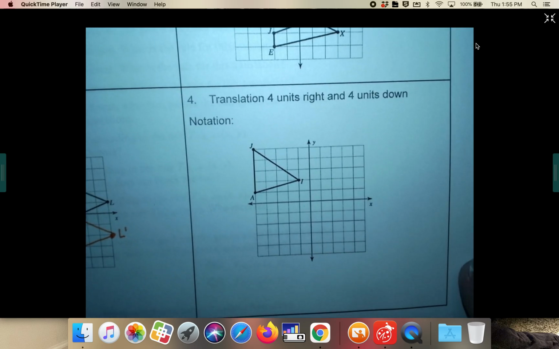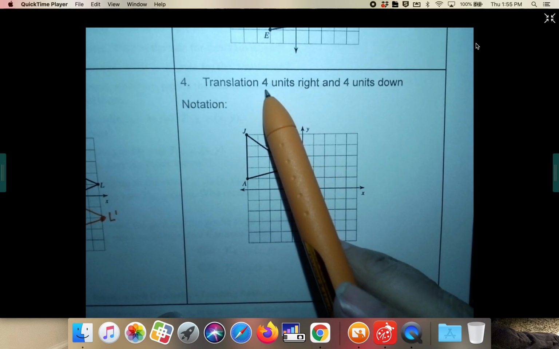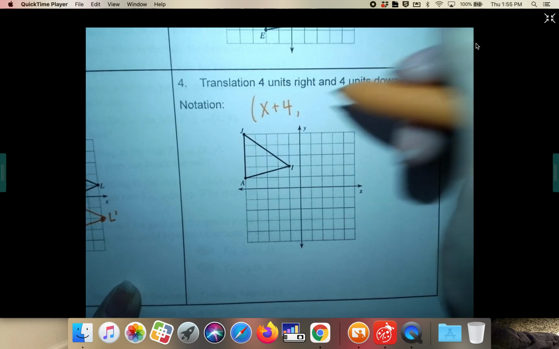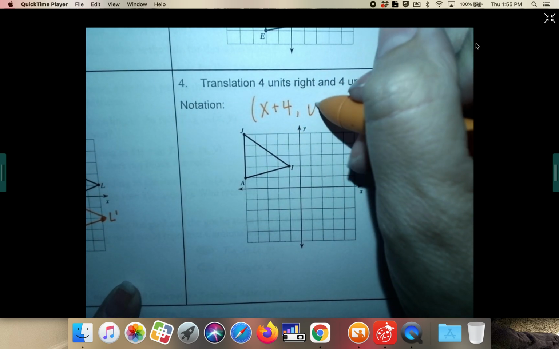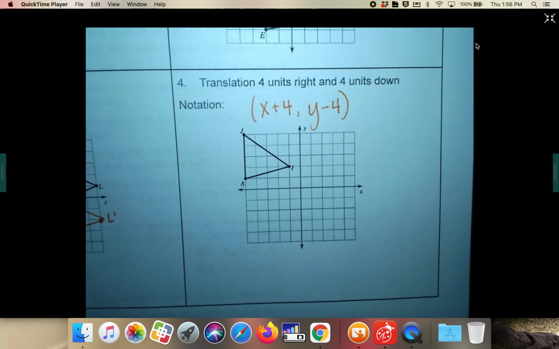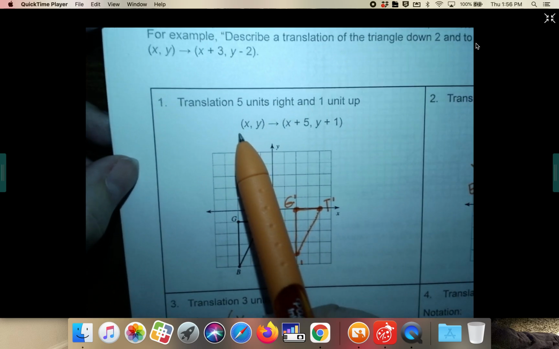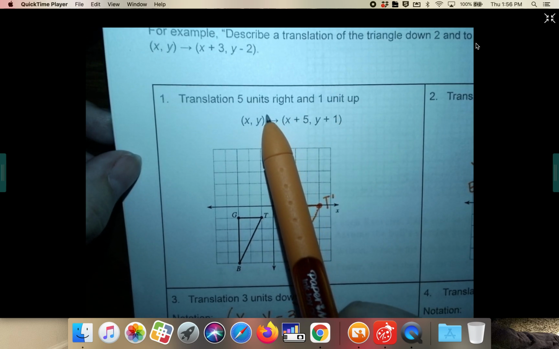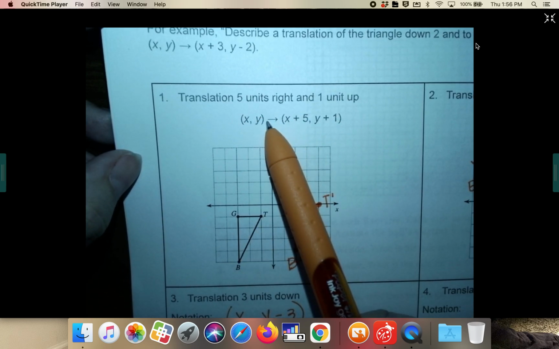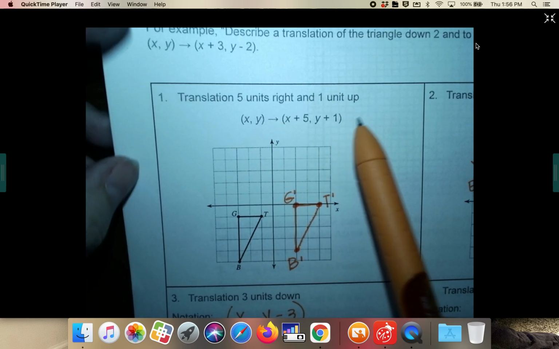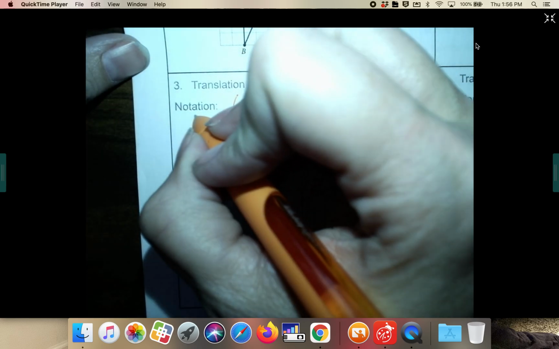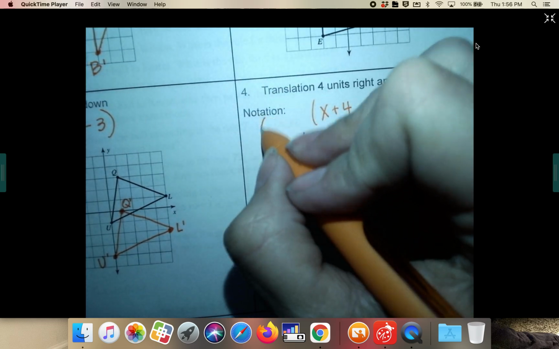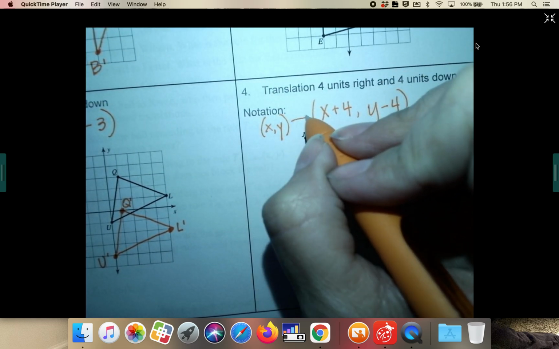Okay, number 4, the notation for 4 units to the right would be X plus 4, and the notation for 4 units down would be Y minus 4. Now I did forget, it's probably better to say XY arrow, because what that's saying is my original one is XY, and then I moved it, I slid it in this pattern. So I probably should have said XY arrow. Sorry about that. XY arrow.